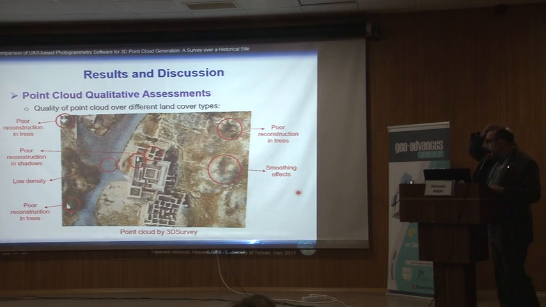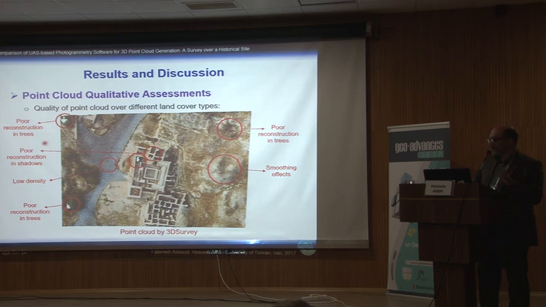Let's go to some qualitative assessment. This is the output that we got from the 3D Survey software. You see that the points are somewhat sparse compared to the others that you will see later on. You see so many white points here that are not filled. Even in this zoom, if you zoom in more, you will see more gaps.